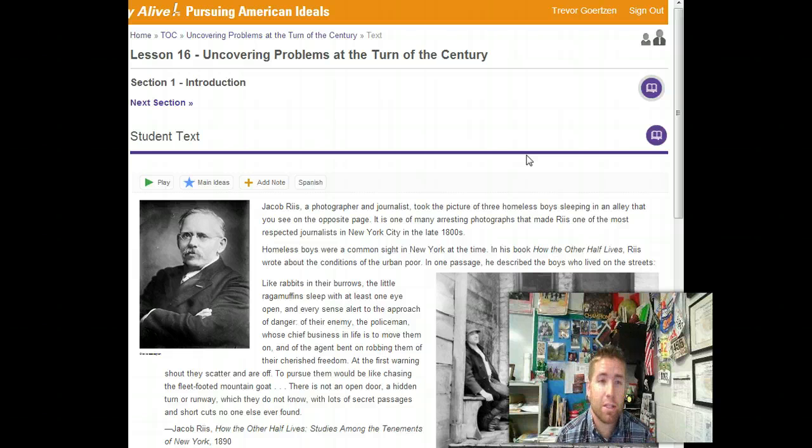So let's start with chapter 16 here, lesson 16. We're looking at the problems America faced at the turn of the century. So yes, we know that America grew because of a mass amount of immigration, but also because of the new business that was coming to the United States. And as people are moving in, as America's growing, we really start to see good things happen. At the same time, some of the negatives.